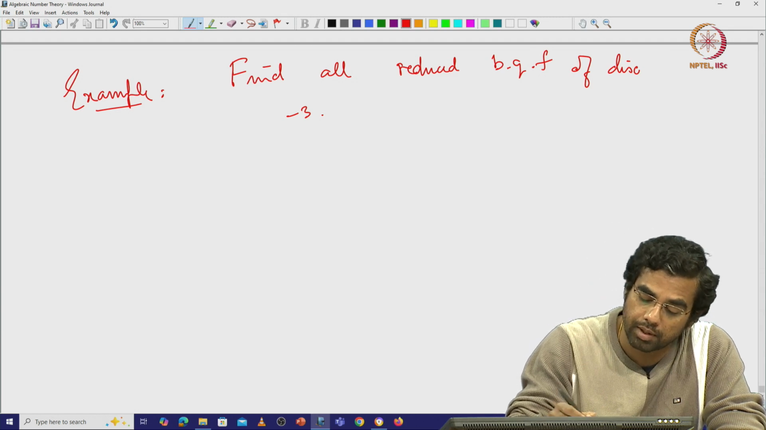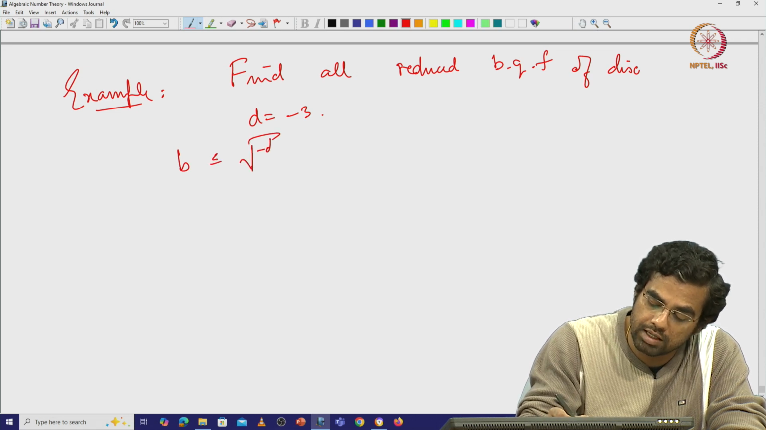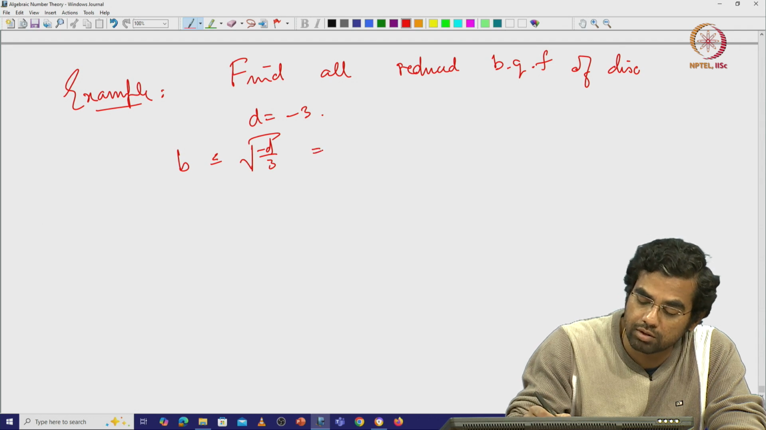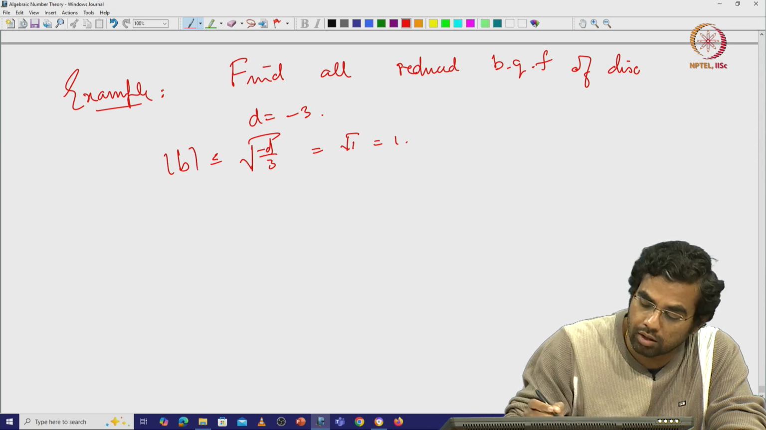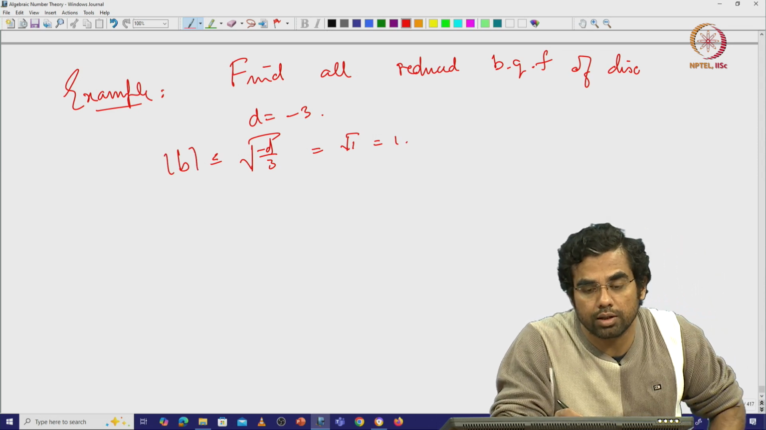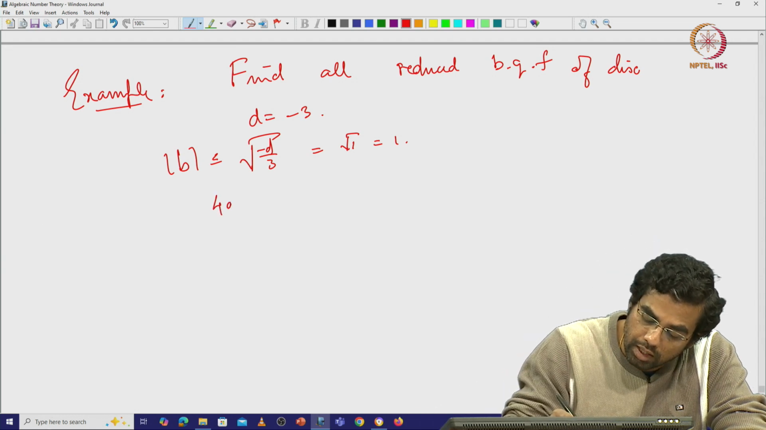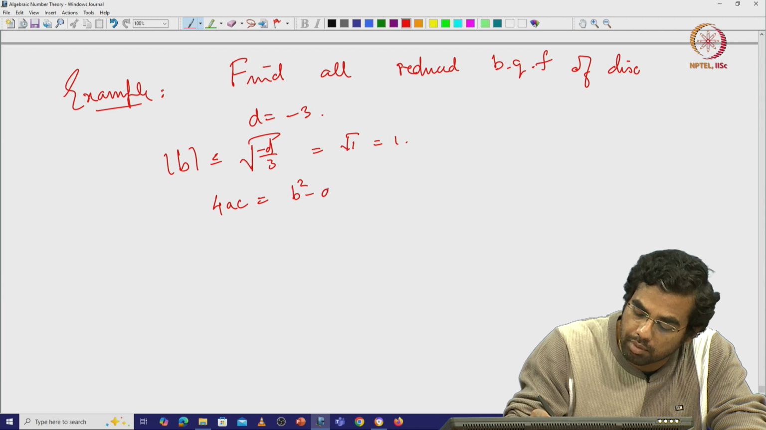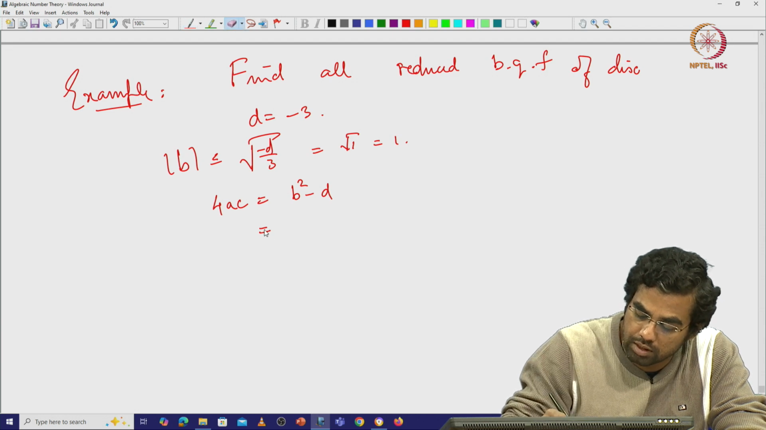So, anyway, let us take D equal to minus 3. So, mod B is less than or equal to square root of minus D by 3, which is equal to square root of 1, right, we are just taking positive things. So, mod B is always between 1 and minus 1. So, we can just try out those things. So, we know that 4AC is equal to B squared minus D, right. So, we just try out various values of B.